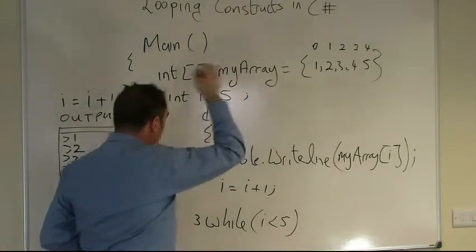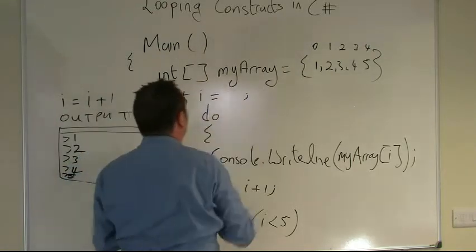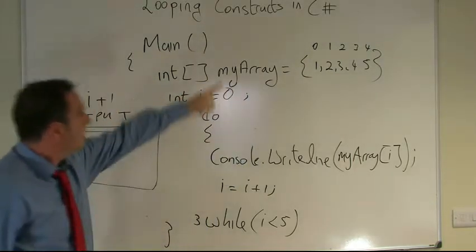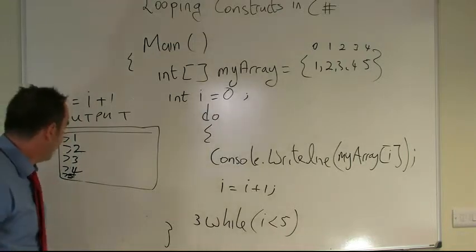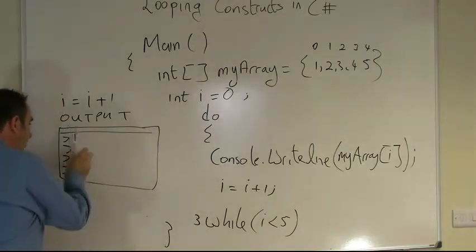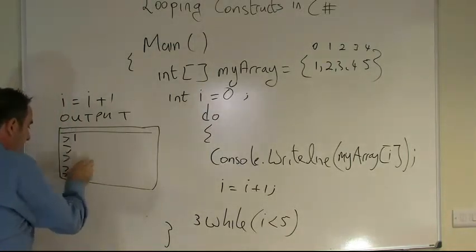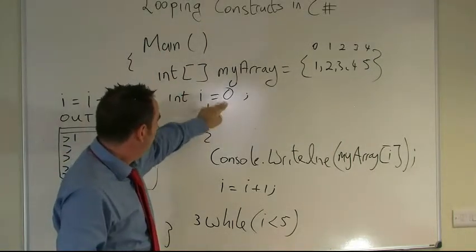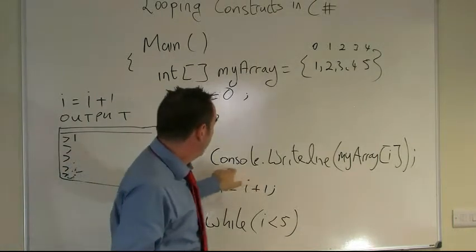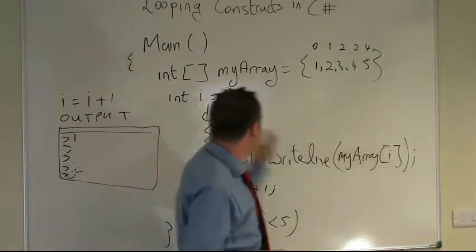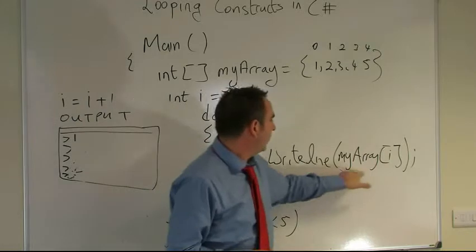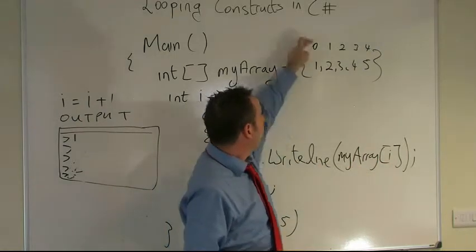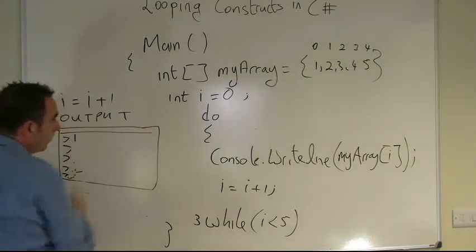So I is going to be equal to 0 rather, because we want to access the first element in our array. And again, we'll just go through it. Do this. So I is equal to 0. So we're going to come in here. We're going to do console.writeLine. Again, no condition is checked. Console.writeLine, my array 0. So 1 is written to the console.